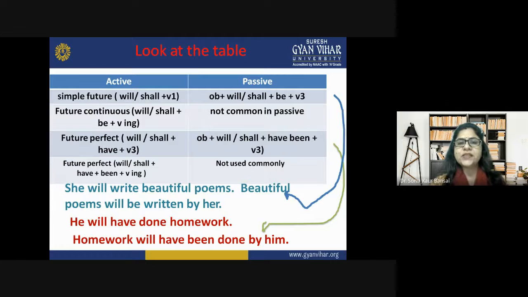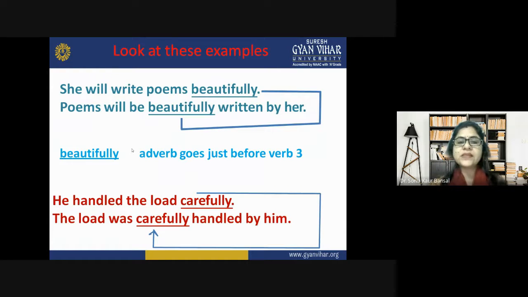Very simple, very easy, students, once it is understood in depth. So look at these examples, students. She will write poems beautifully. And in another sentence, poems will be beautifully written by her. So beautifully is an adverb and it goes just before the verb's third form, not after that. You can see that there is a verb in the passive voice sentence. Written is the verb. So before written, we are writing beautifully as per the rule. And this is the adverb which goes just before the verb's third form.